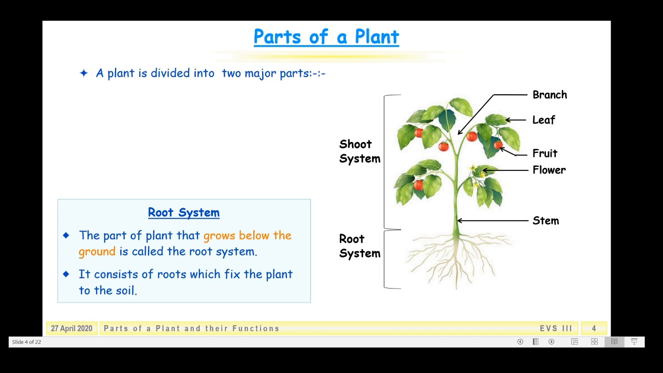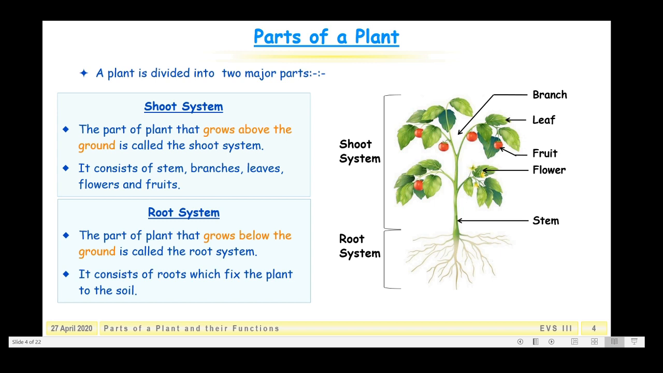It consists of roots which fix the plant to the soil. As I told you, it is difficult to pull out a plant because roots are holding them tightly in the soil. Then we have the shoot system. The part of plant that grows above the ground is called the shoot system. It consists of stem, branches, leaves, flowers and fruits, right?